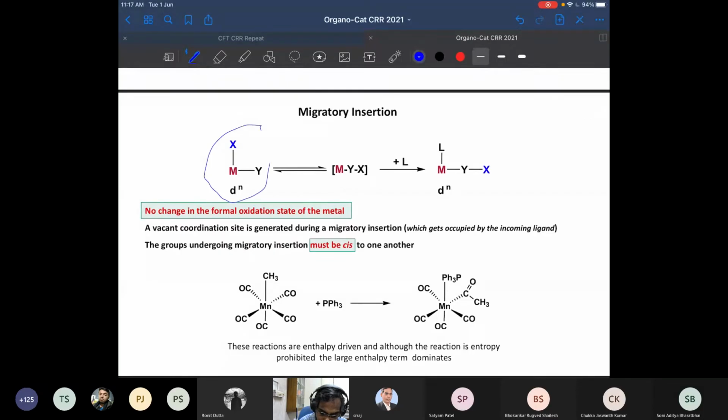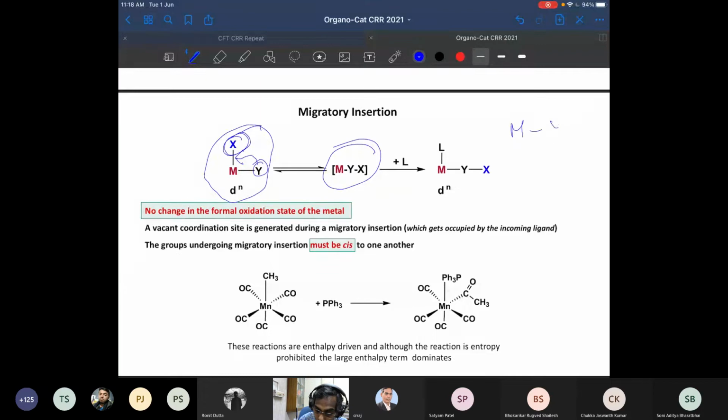Suppose you have this complex. What I'm talking about is the migratory insertion. Look here. Here I have an X and here I have a Y, the two ligands, both coordinated at the metal center. Now, there is a process where this Y goes and inserts between M and X. That is migratory insertion. I get this one. Obviously, at the end of these steps, basically what I did, I put it in this way.